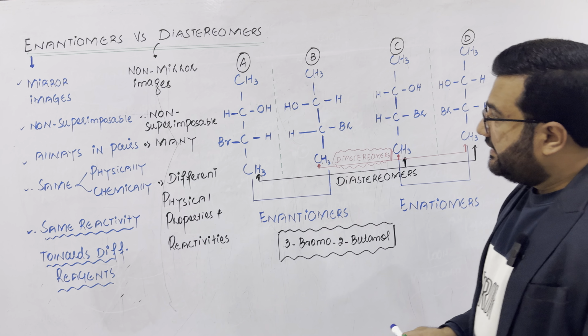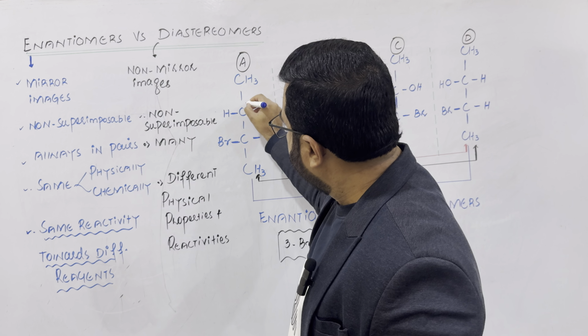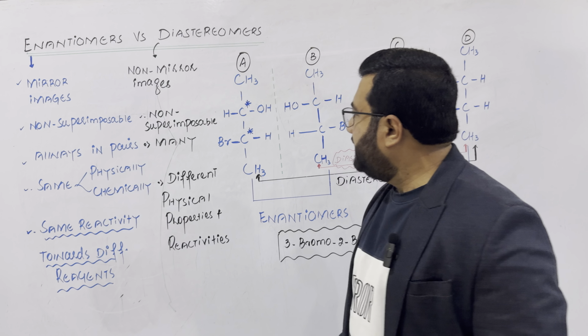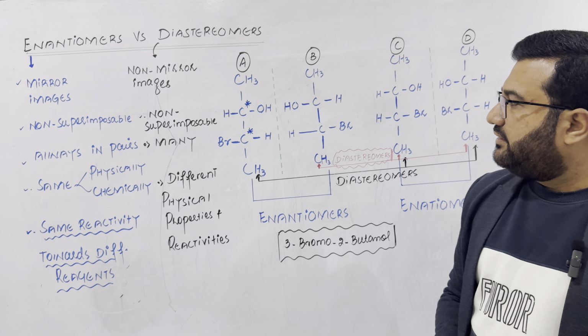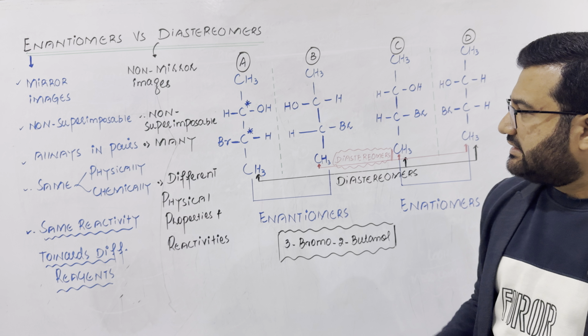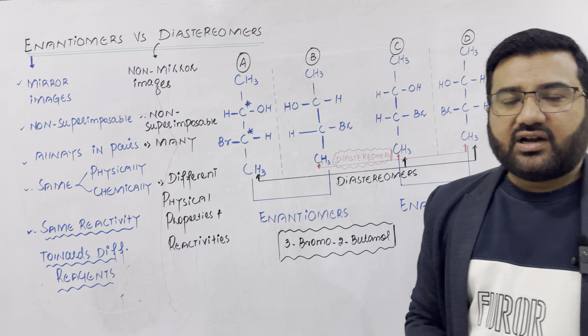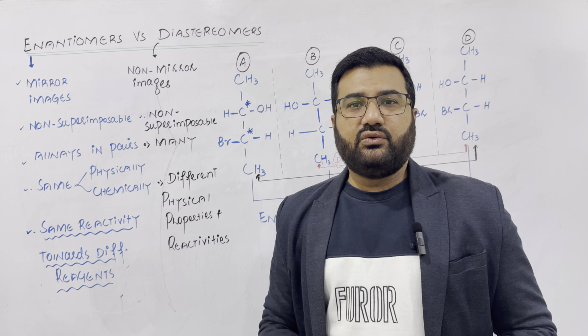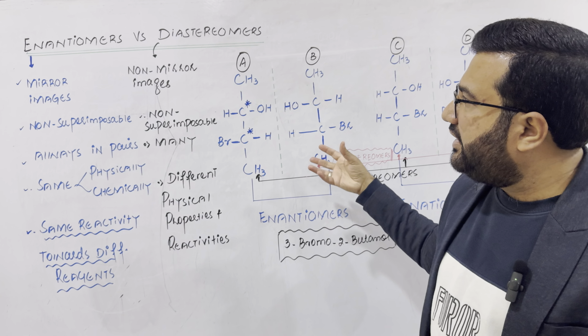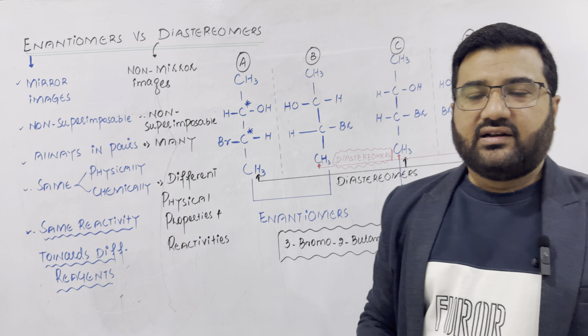And all these have two stereo centers. These two carbons are attached to four different groups. They are sp3 hybridized carbons. They are chiral carbons. So all these have two stereogenic centers or two stereo centers. So that is the brief difference between enantiomers and diastereomers.